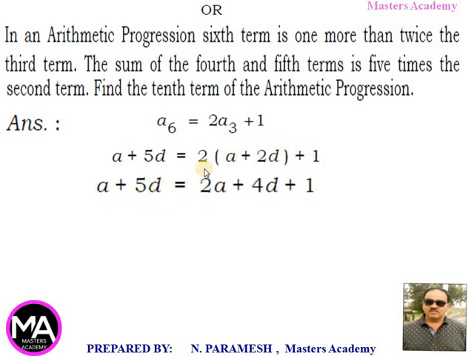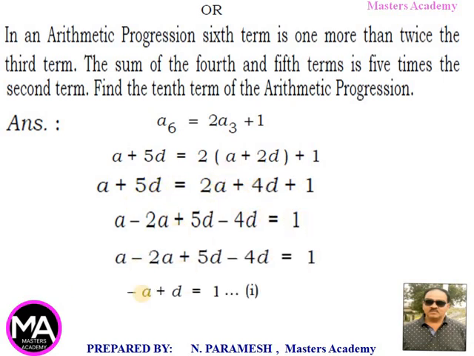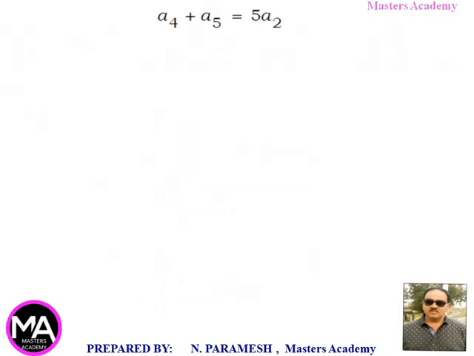a plus 5d is equal to 2a plus 4d plus 1. a minus 2a plus 5d minus 4d is equal to 1. Minus a plus d is equal to 1. Call this as equation 1. a4 plus a5 is equal to 5 into a2. a4 is nothing but a plus 3d, plus a5 is nothing but a plus 4d, is equal to 5 times a2, a2 is nothing but a plus d.